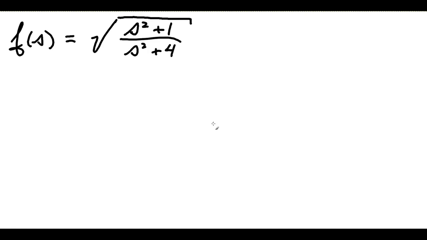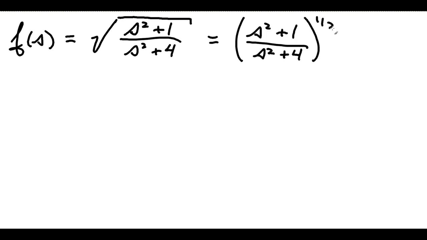Suppose now we have the function f of s is equal to the square root of the quotient s squared plus 1 divided by s squared plus 4. And we wish to take the derivative of this function. Well, first, let me manipulate this a little bit. That is a square root, and as I'm sure you're aware by now, that is usually easier to differentiate if we write it as a power. So we have s squared plus 1 over s squared plus 4 raised to the 1/2 power.